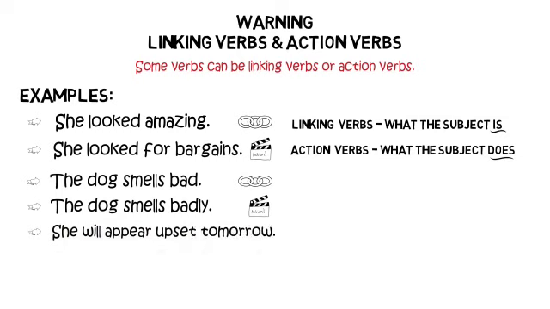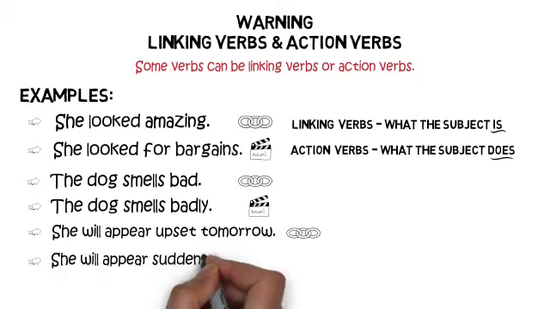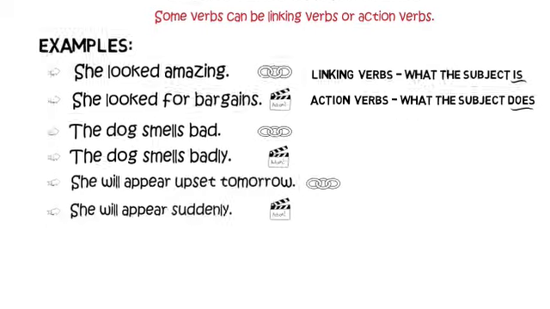Here's another example. She will appear upset tomorrow. That's a linking verb. She will appear suddenly. That's what she'll do, so that's an action verb. So just be aware that some verbs can be linking verbs or action verbs, depending on the specific meaning.